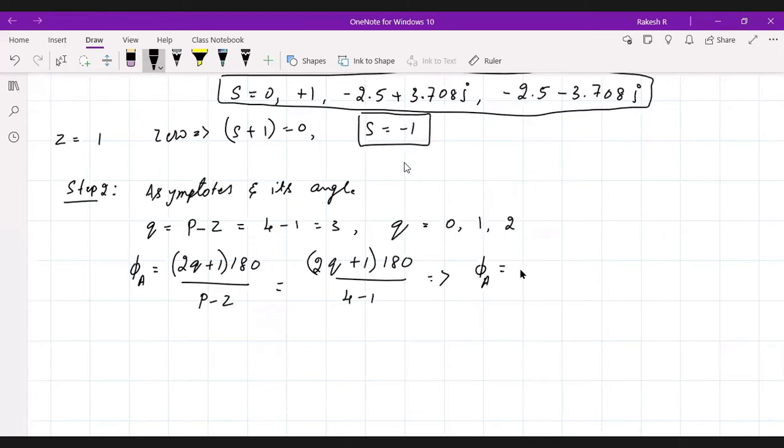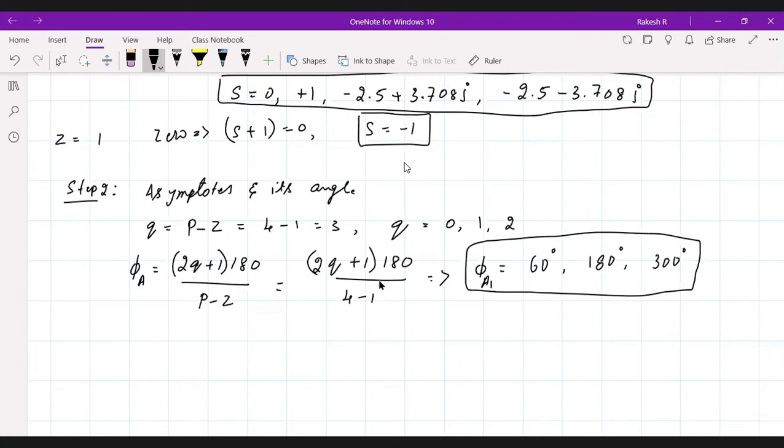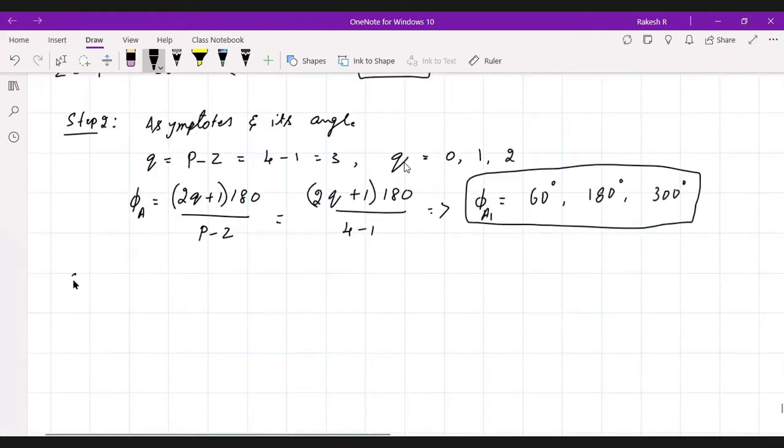Right. So what will be phi A1 asymptote angle? Phi A1 will be, substituting 0, 60 degree. Yes, that one is 60 degree. Another one, when you substitute 1, is 180, right? And third one will be 300 degree. These are the asymptote angles here. And we shall go with the next one, number of branches. I'll be taking in step 3, that is number of branches, right?